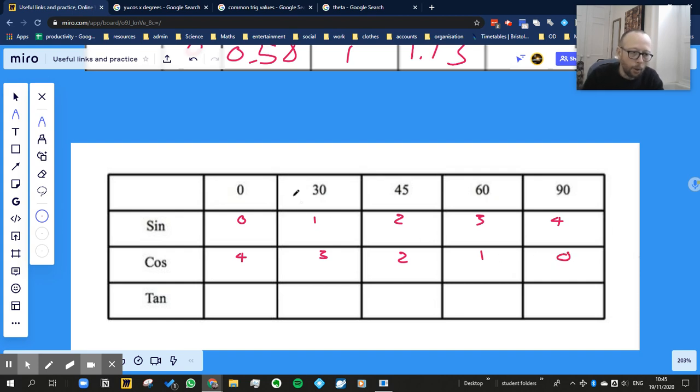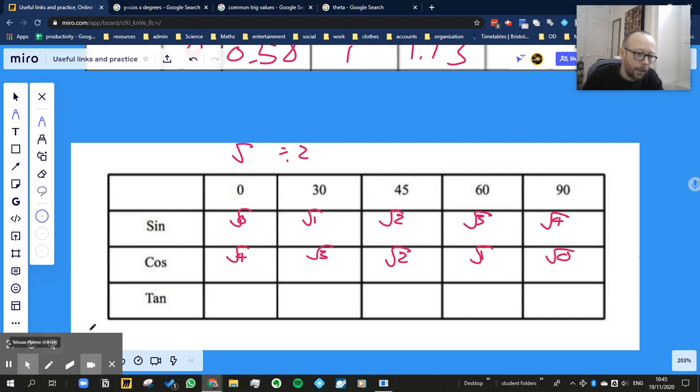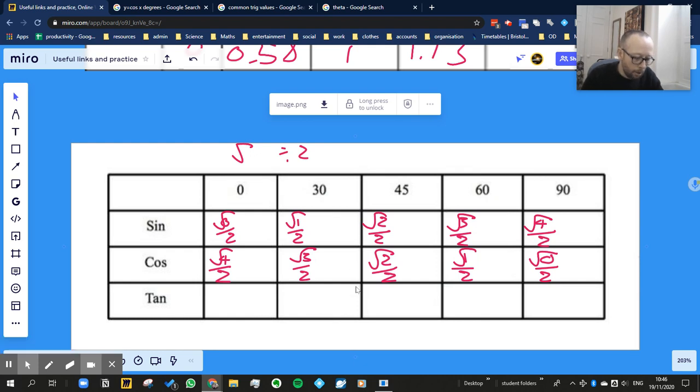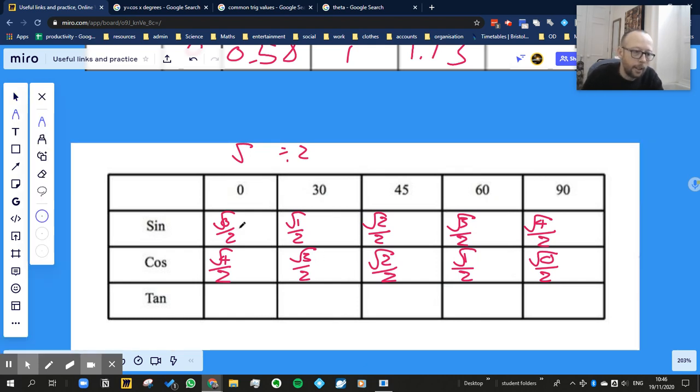What I'm going to do with each one is square root it, and then divide it by 2. So I'm going to square root each one: square root of 0, square root of 1, square root of 2, square root of 3, square root of 4. And then I'm going to divide by 2 with each one. So now we're just going to work it out.